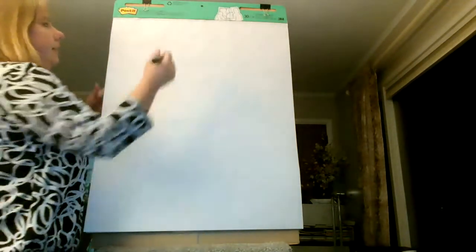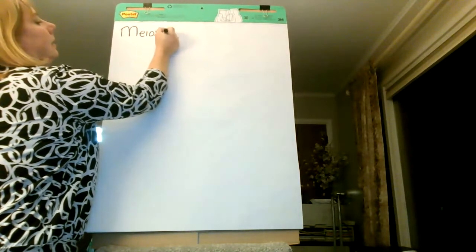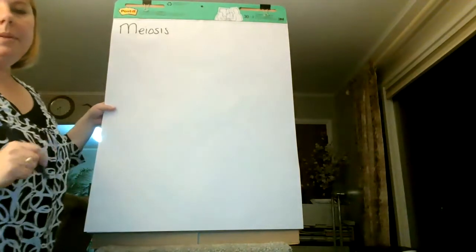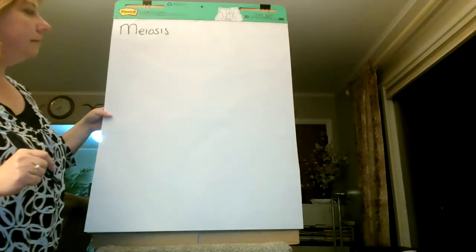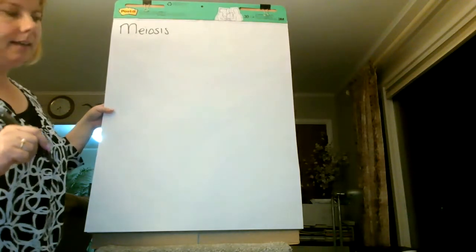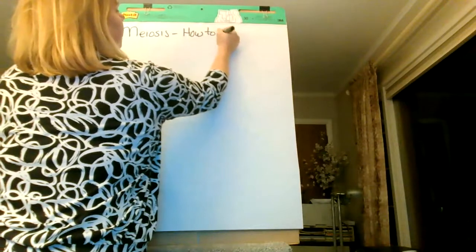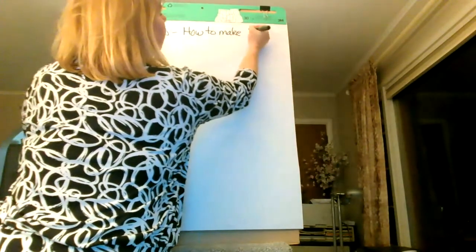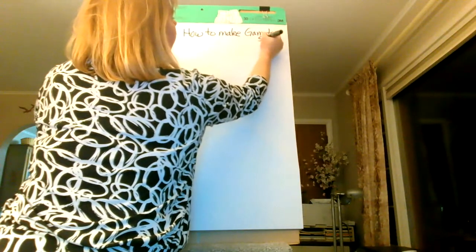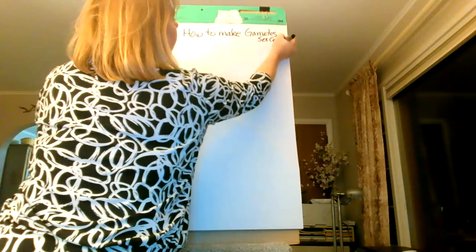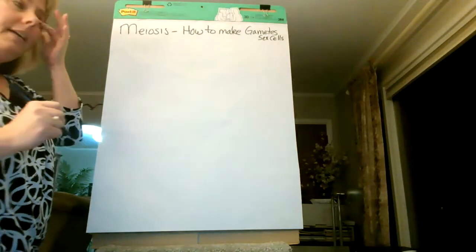So scientists are sometimes just mean, and I don't really know why, but they decided to call this process meiosis. And the process of meiosis is how to make gametes, okay? And if you remember, gametes are also called sex cells. You have one of them, you either have the egg or the sperm, okay?